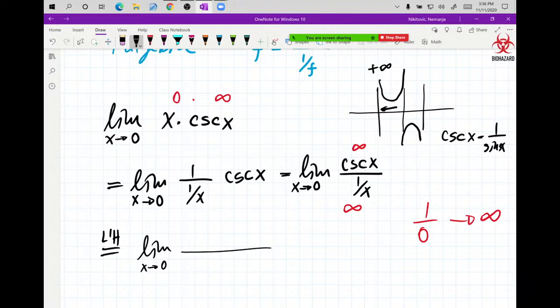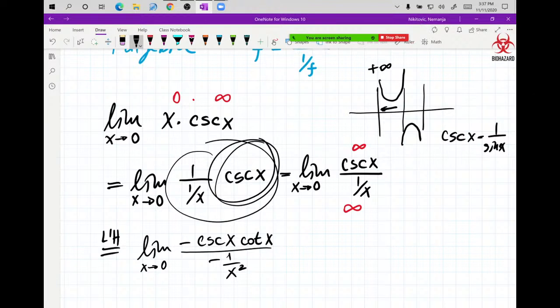Okay, the derivative on top is negative cosecant x cotangent x, hello chapter 3, and the bottom is negative 1 over x squared. Yeah, I just made this worse, right? The problem just turned worse because I still have the same situation, and if I keep doing L'Hopital's rule, I'm going to keep getting the product rules and making the problem worse. So what happens when you make the problem worse?